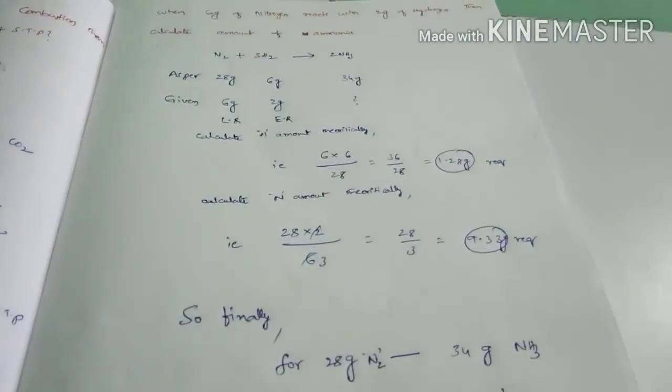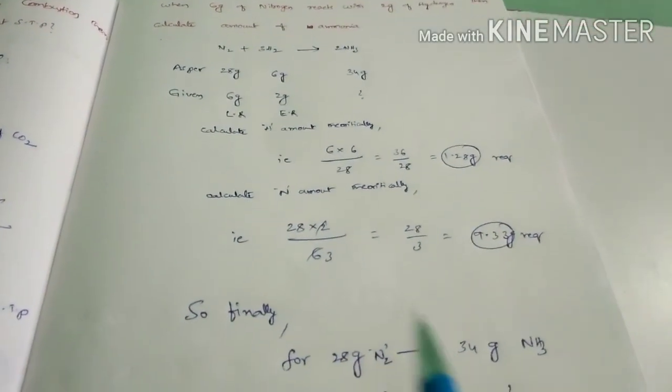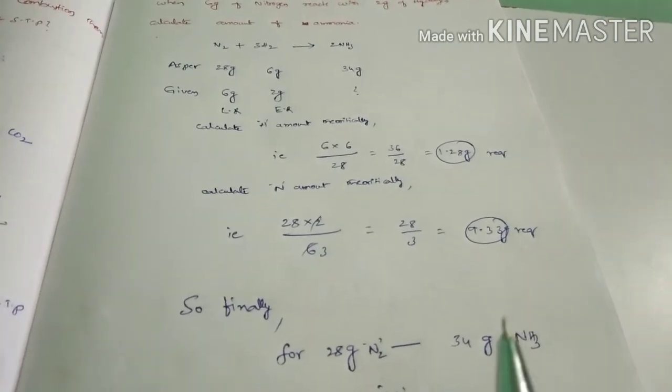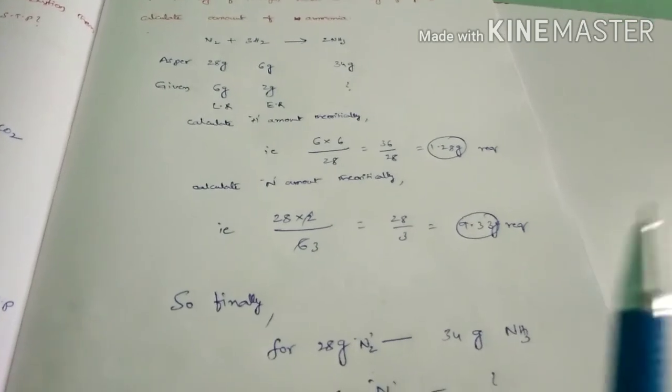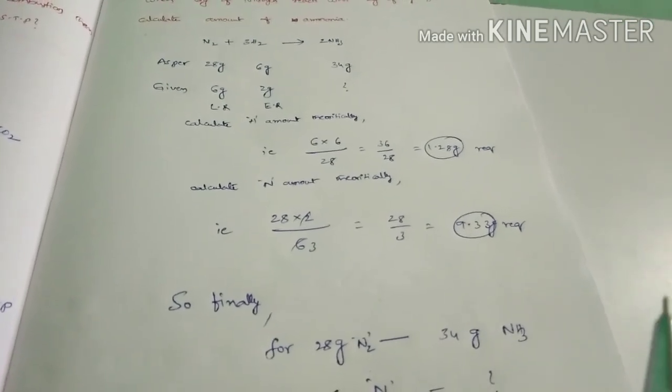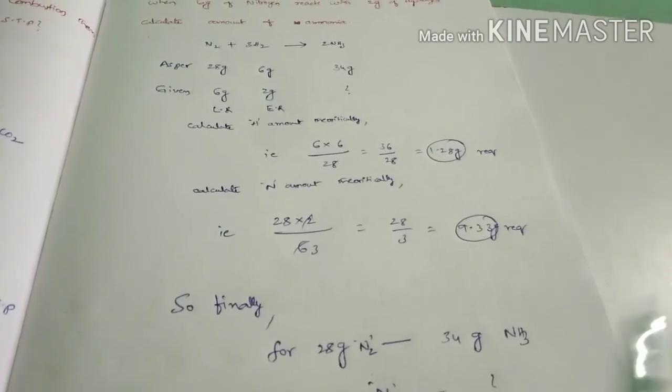So this is the model regarding the limiting reagent. This is a very important topic. This is the last topic. This is all about some basic concepts of chemistry.